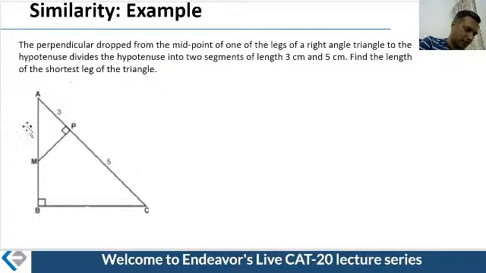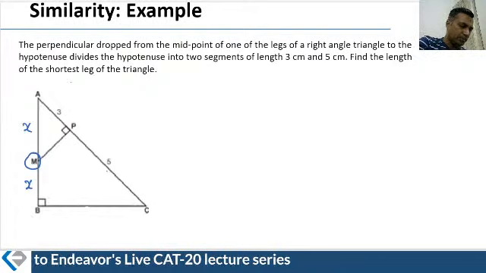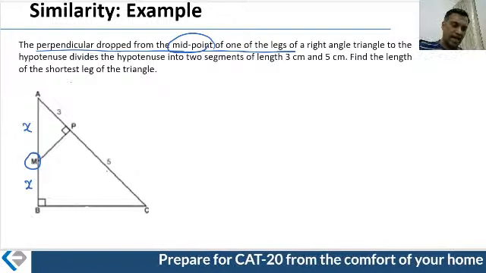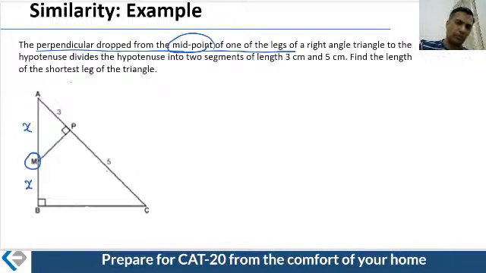If I call this particular length x, this is also x. Why did you say that? Because M is the midpoint. Who said? The author only said the perpendicular dropped from the midpoint of one of the legs. Is this diagram given in the exam? No, you are supposed to be drawing that.